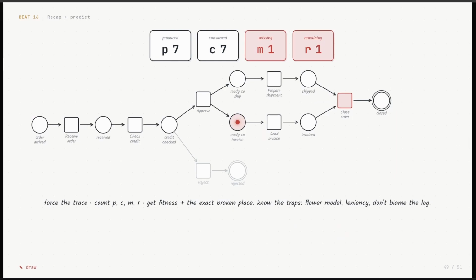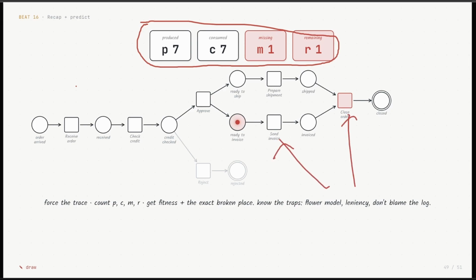So to recap the full video, here we have a model. We are forcing a real log through it. Then we are counting our variables here. We're counting what tokens were produced, which ones were consumed, which ones are missing, which ones are remaining. And you get a fitness number. Also, what's nice is that you get to know which ones are problematic. These ones in our example were problematic: the send invoice and close order.